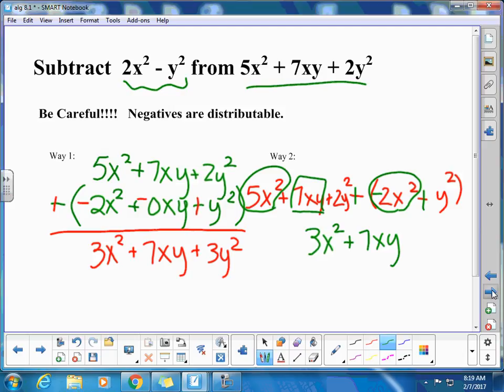Again, though, I'm gathering like terms. So 5x squared minus 2x squared is 3x squared, 7xy all by itself. And now I can combine 2y squared and another y squared to give me 3y squared. So either way works. I like the vertical way to keep track of things because it's nice and neat. You can line them up beautifully.